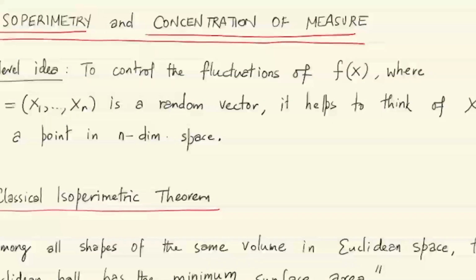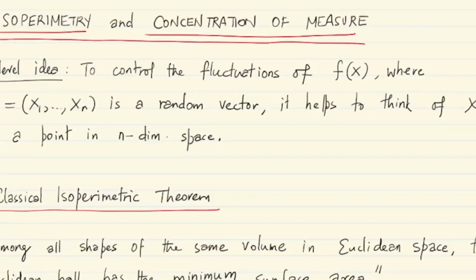So what is the high level idea behind this approach? The high level idea is that in order to control in probability the fluctuations of some function of n random variables, where x given by x1 through xn is a random vector, it helps to view x as a point in n dimensions or in some convenient n dimensional space, so that if we understand where this point is distributed in n dimensional space using results from geometry and isoperimetry, then we will have some idea about how to control the fluctuations of the function f applied to x.